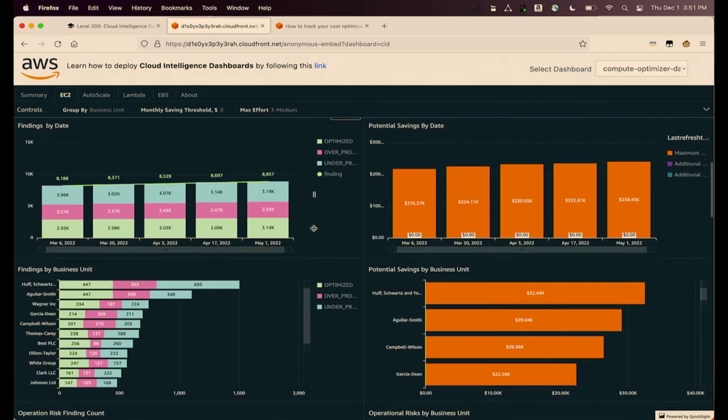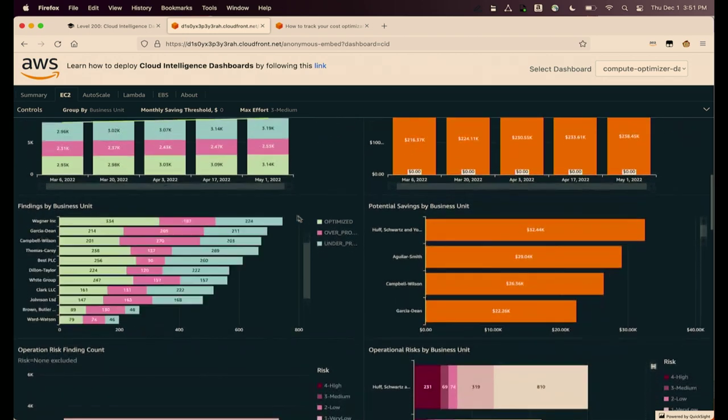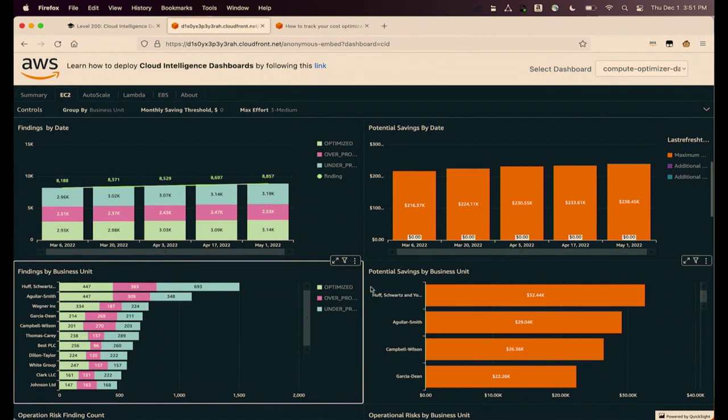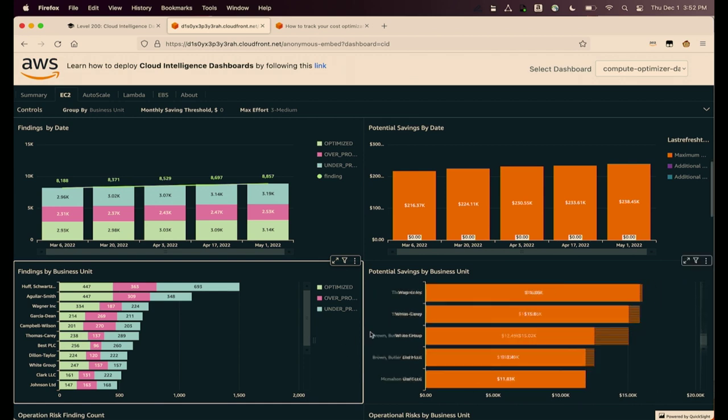Now, again, this month-over-month graph tells me I am headed in the wrong direction because my right-sizing opportunities are increasing, which is not what we want. When I look at this graph here by business unit, I can see that the business unit Huff, Schwartz, and Young, which is made up, needs the most attention, right? We all have limited resources. I've not heard of a customer who's got 1,000 FinOps people working for them quite yet, right? I don't think we're there yet, right? These teams are small, and so sometimes we need to prioritize. So this helps us prioritize where we need to take action.